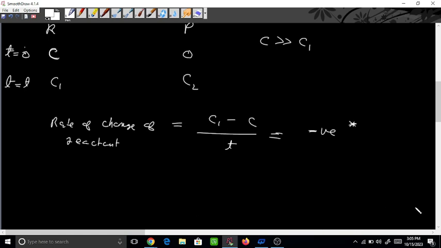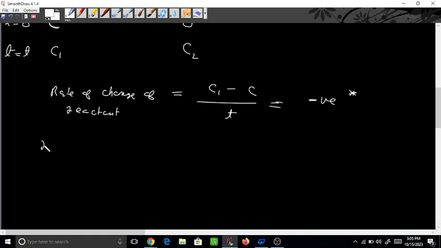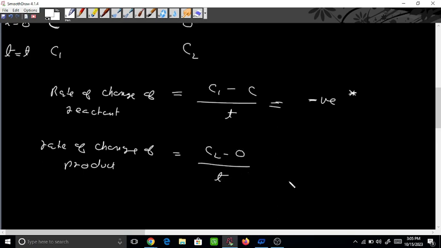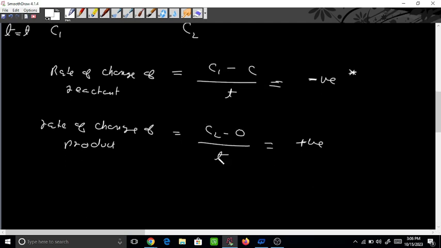Now at the same time, if we do the rate of change of product, of course we will do C2 minus 0 divided by time. Of course C2 is a positive value, and anyway this will be higher than that, so that will be a positive term. So whenever we write the rate expression for reactant, we have to include a negative sign, and when we write the rate expression for product, we write it with a positive sign, okay. This we need to remember. So this is a concentration term, concentration divided by time.